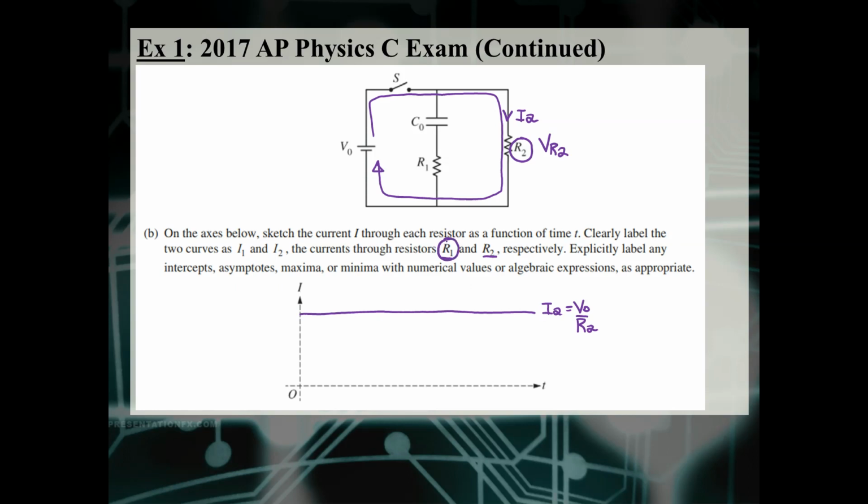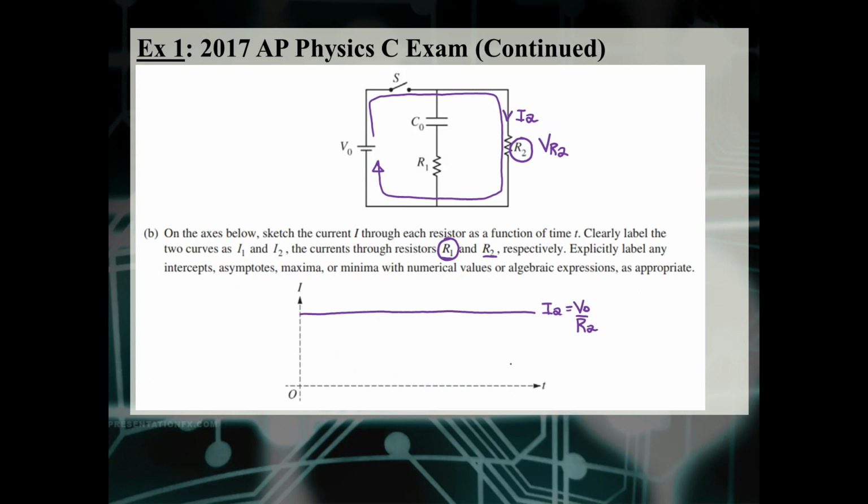Now, R1's more complicated. It also wants current as a function of time through R1. What we know is that that current is eventually going to drop to 0 because once the capacitor is fully charged, there's no more current through that branch. But we need to figure out what the actual initial current starts at, and then we can sketch the graph. Because whatever value the current starts on the y-axis, it'll just exponentially decay into having no current whatsoever.